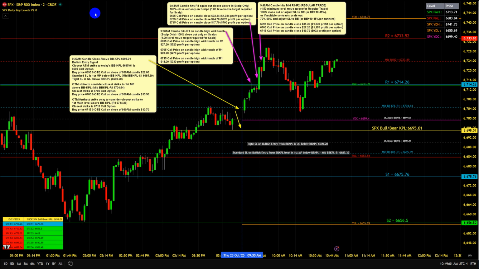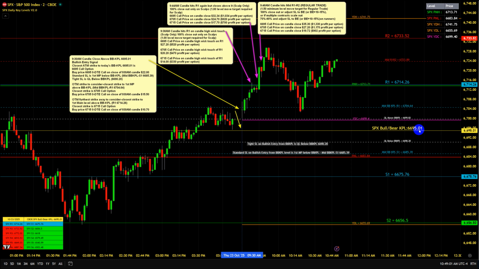Okay, so in today's session we have the indicator giving the SPX bull bear key price level for today's session as 6695.01. So that's bullish above and bearish below this level. You can take trades off of the other main R levels and S levels with this indicator. There is a link to a video in the description of this video on that topic.